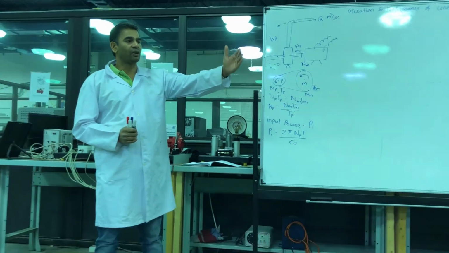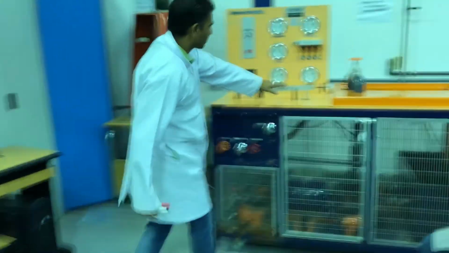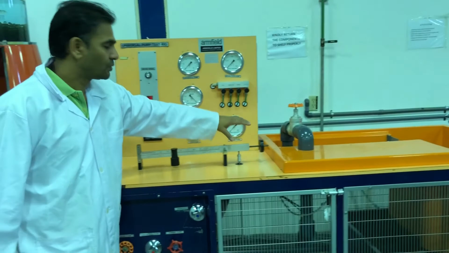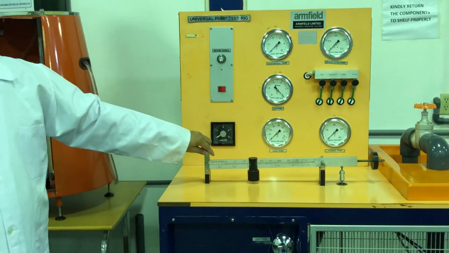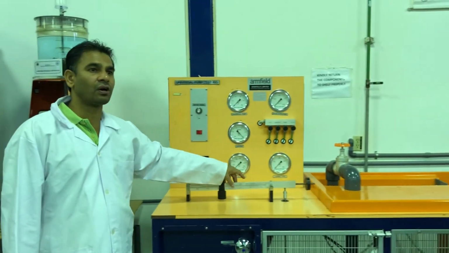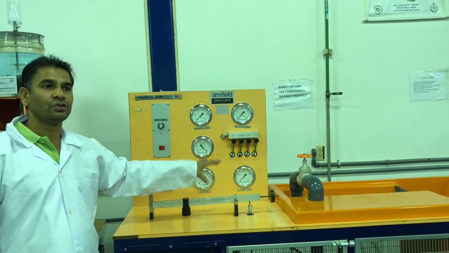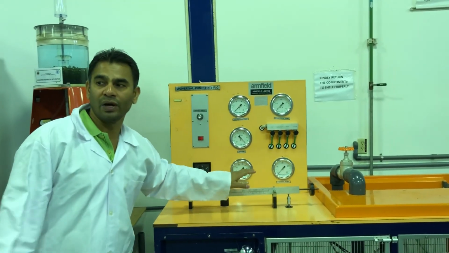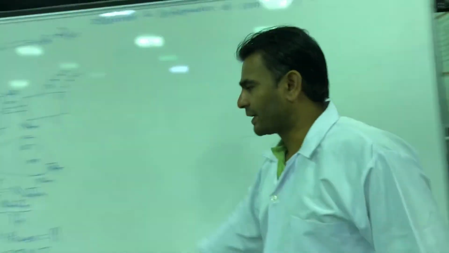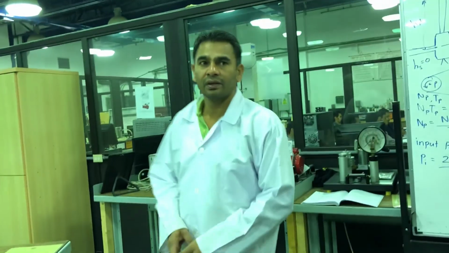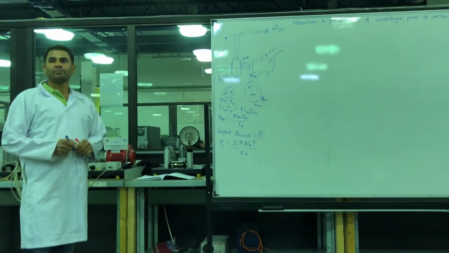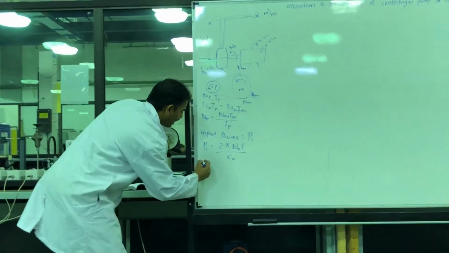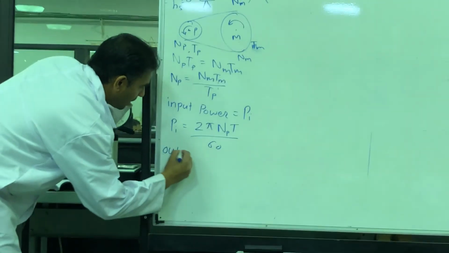There is a dynamometer fixed here. The dynamometer is fixed with this lever and weight assembly. This scale is calibrated in terms of torque, Newton per meter, so we can measure the torque from this scale. This is our observation. We have to measure torque so we can find the power input. Now what is the next objective? Power output. How can I find power output?